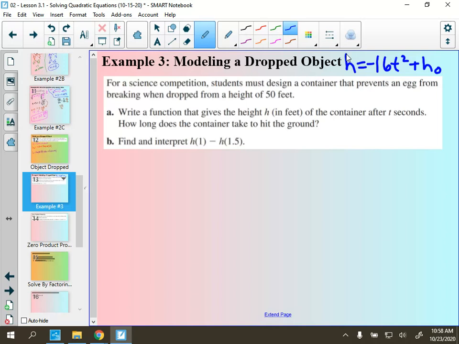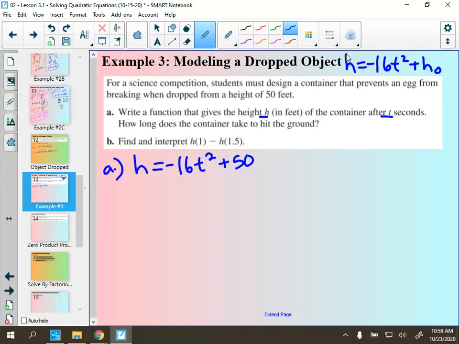So for part A, when it says write a function that gives the height h after t seconds, don't read more into it than it is. It's a model, a function. We want to leave h generic. The -16 is always -16. The t seconds is generic as well. The only thing we're really customizing for part A is the initial height. We said we're dropping something from 50 feet. That's this part: write a function that gives the height h in feet of the container after t seconds. That's our model.